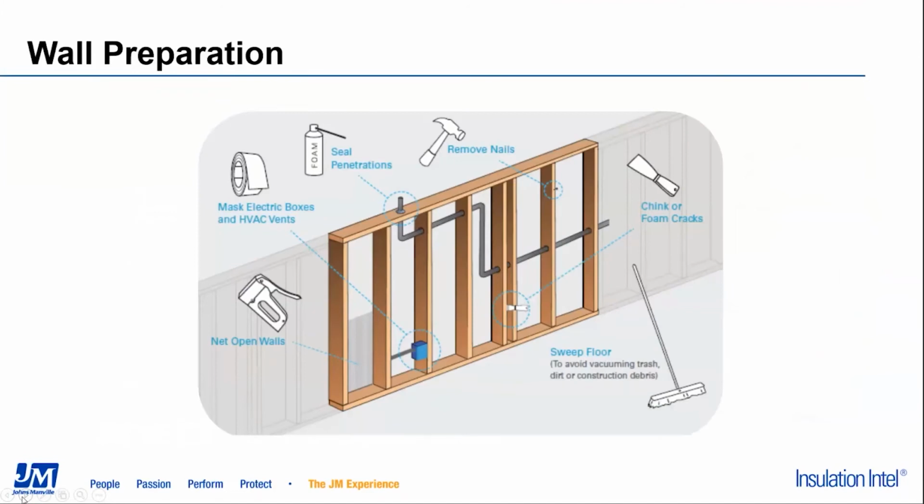So the first step in the fabric installation is the wall prep. We want to go through each wall and remove nails, seal any penetrations, caulk or foam small cracks and runs that we can't fill, and then tape over boxes if necessary.